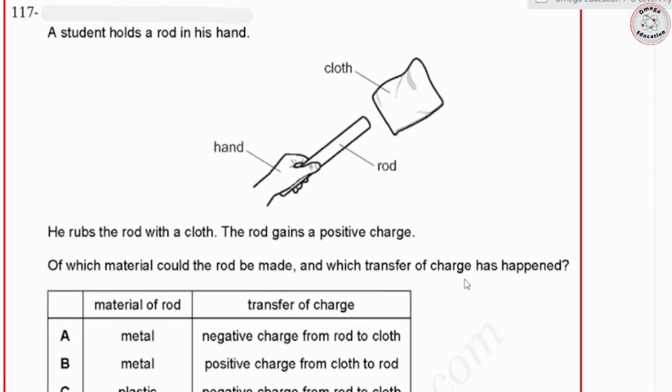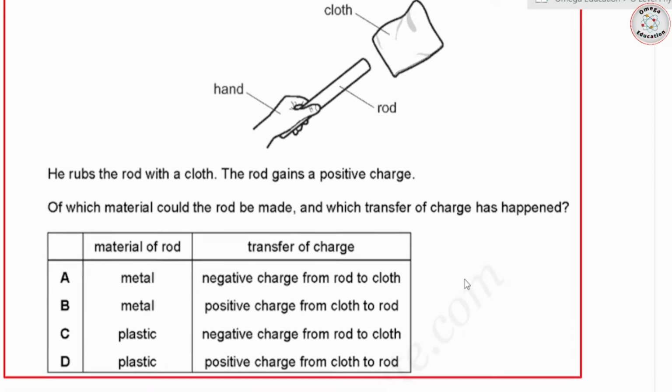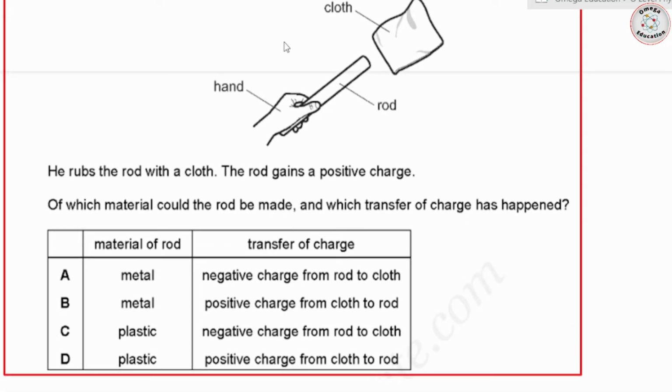First of all, whenever you're charging objects with the method of friction, and I explained this in my previous video as well, you must have insulators. Matter of fact, charging by friction works only for insulators. So the material of the rod cannot be a metal or conductors, so you can throw option A and option B out the window. So you're left with option C and D.